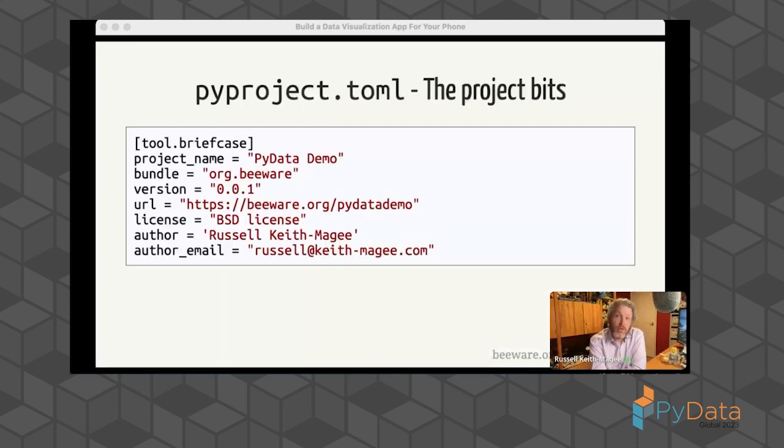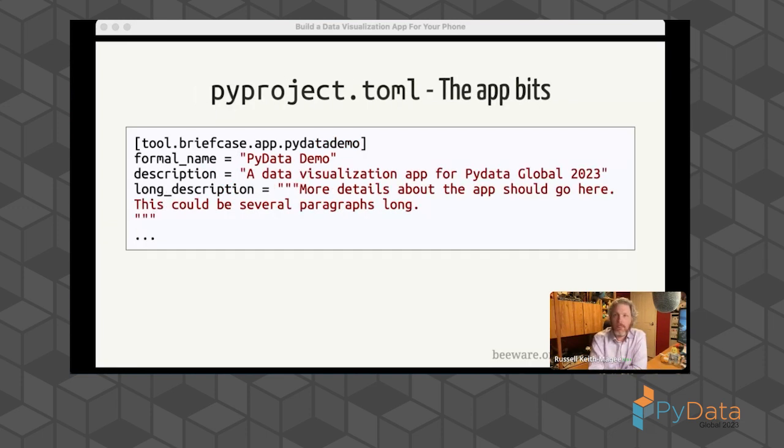pyproject.toml is the configuration file for your project. The contents of this file will match the answers that you gave in the wizard. All the Briefcase options are defined in a tool.briefcase section and subsections of this configuration file. The top level project and author identification is all in just a straight tool.briefcase. Individual apps are then defined in their own sections. So this configuration section just defines a pydatademo app, that's the app name, with a formal name of PyData Demo, and so on.